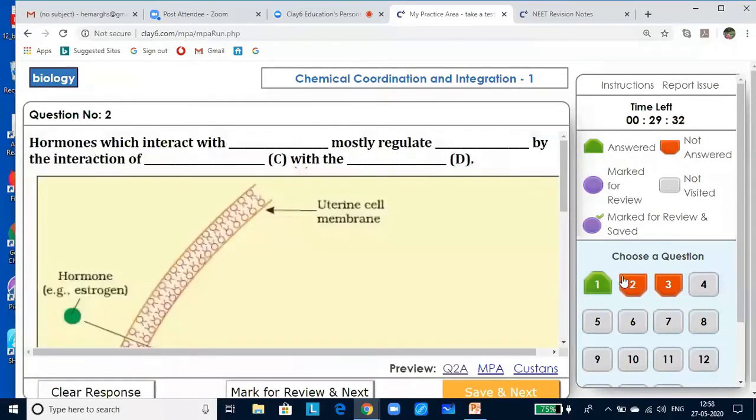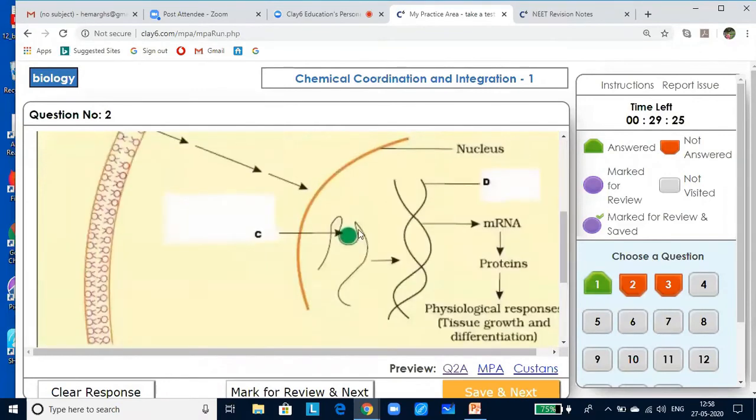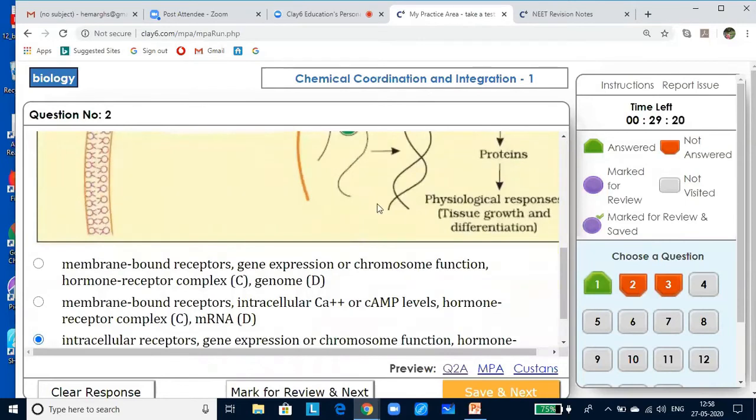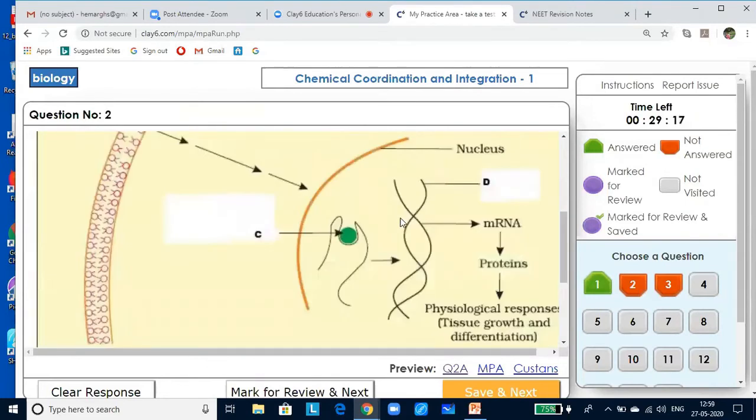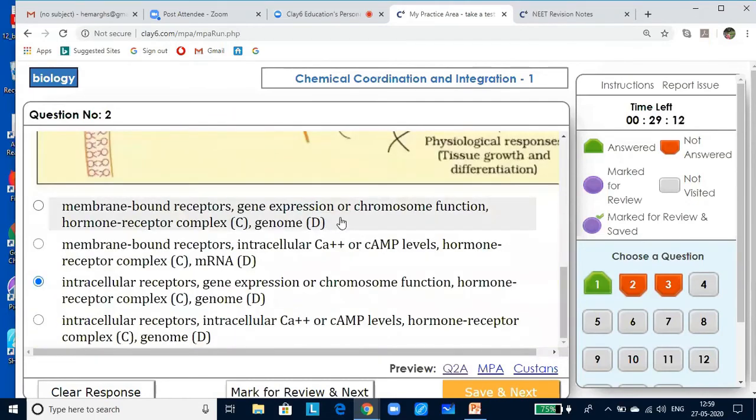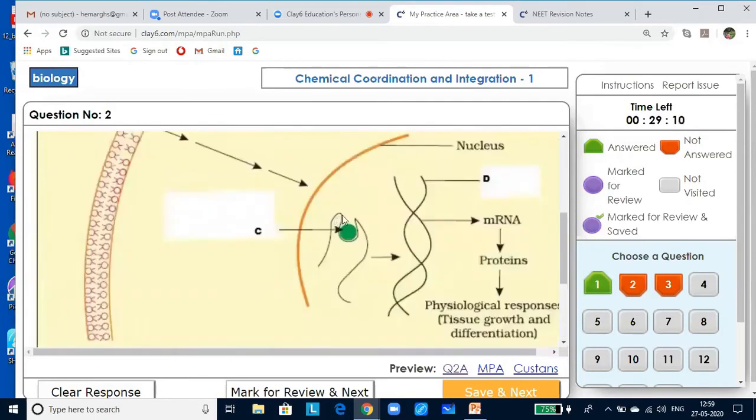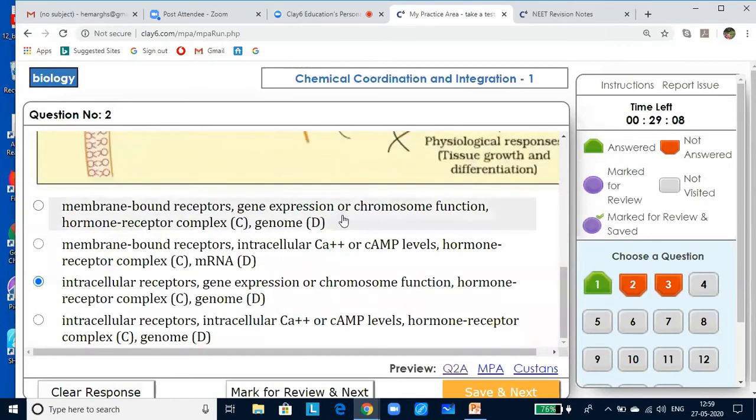Hormones which interact with dash mostly regulate by dash the interaction of the dash with the dash. So this diagram is very important. They might ask you to identify what is what. These are some kinds of diagrams which we tend to overlook when we are preparing. But actually the questions will be asked from these kinds of diagrams, where if you have not learned it, it is very difficult for you to interpret the diagram. So intracellular receptor, gene expression or chromosome function, hormone receptor complex, and genome. So this is the answer.